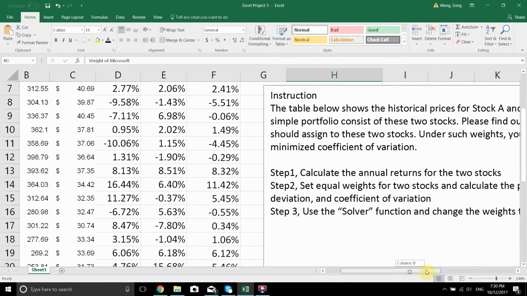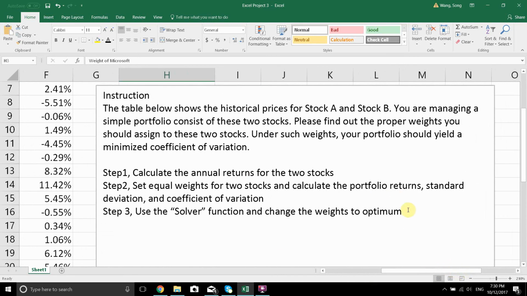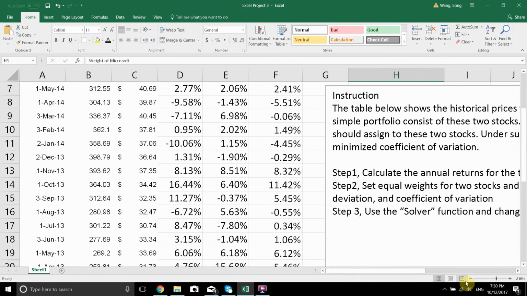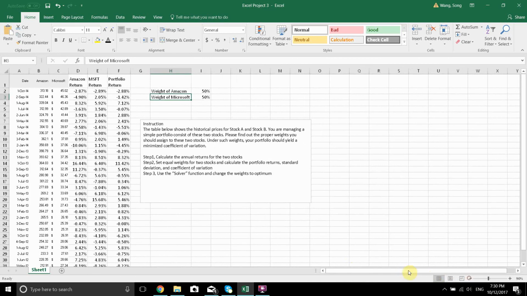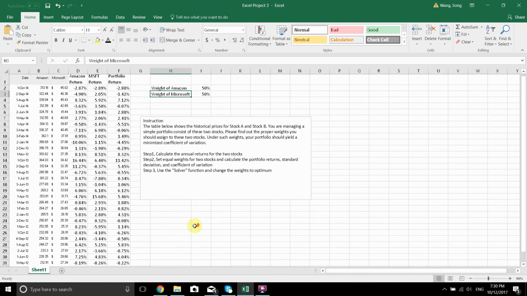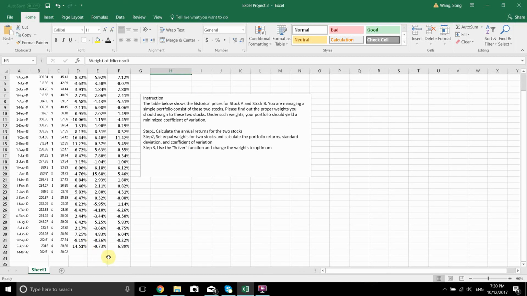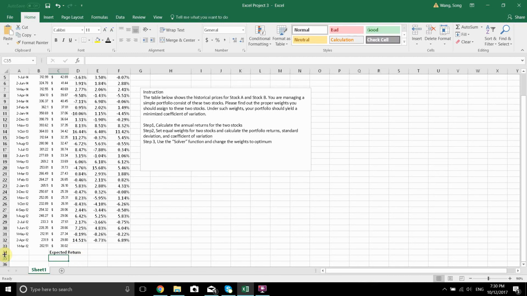And then after you get your column for the portfolio returns, you need to get the expected return for the portfolio and the standard deviation and coefficient variation. So now this is the outlook of our table. You see all the numbers are filled in here. And I want to get the expected return for the portfolio. And let me just do it right here. So the expected return. And for the moment, I'm not just doing it for only one portfolio, but also I do it for the stock of Amazon and the Microsoft.